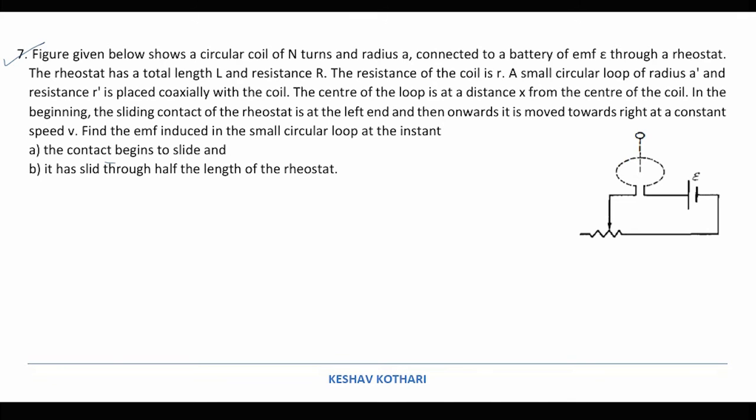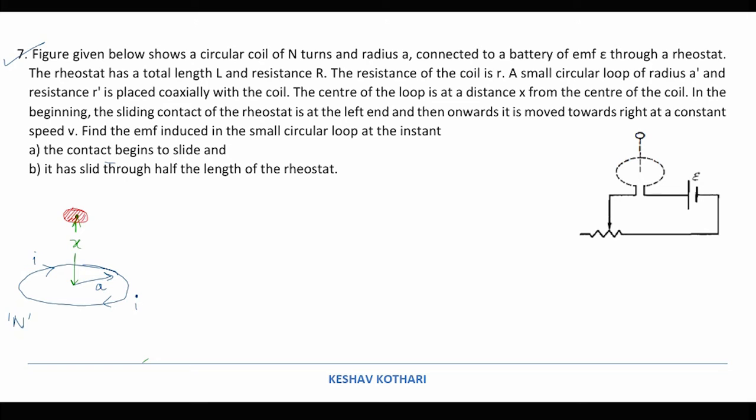So over here we are having a circular loop like this, which will be carrying a certain current, and the current will be a function of time. It is because of the fact that the rheostat's resistance is continuously changing. So as a result of this current carrying coil, which is having n turns and radius equal to a, a magnetic field will be produced at a distance x, which is the center of this smaller coil which we have.